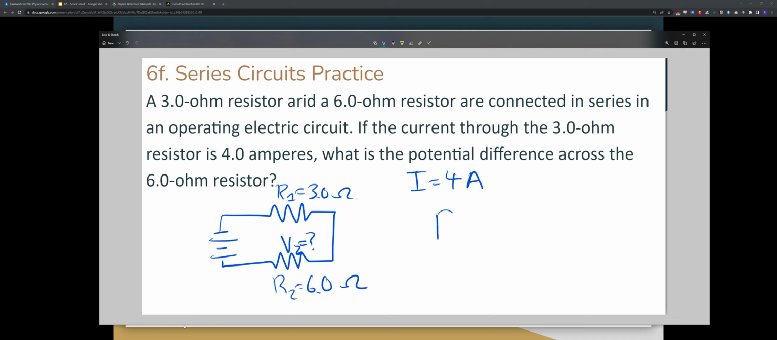But again, guys, we know that current is the same throughout the circuit. So when we do our individual Ohm's law, R2 is V2 over I. I is the same across each resistor. So we have 6 equals V2 over 4, and multiplying by 4 on both sides, we get 24 volts, and that's going to be V2.